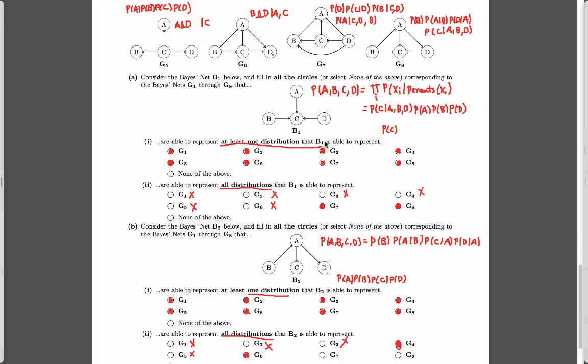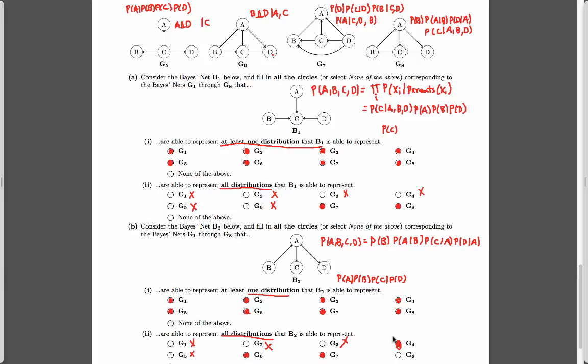Next, let's look at G7. In this case, before we found that it's actually not making any independence or conditional independence assumptions. So therefore, it's always guaranteed to represent any probability distribution between these 4 variables, and therefore it can represent all the distributions that B2 is able to represent.